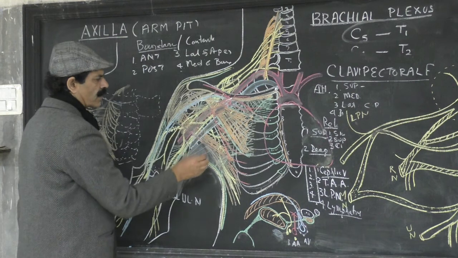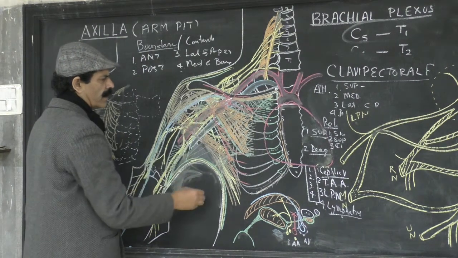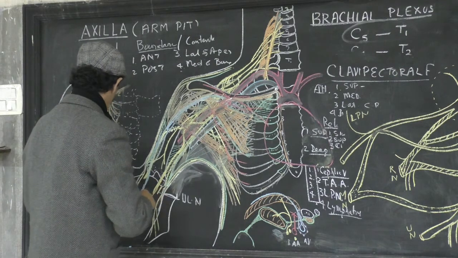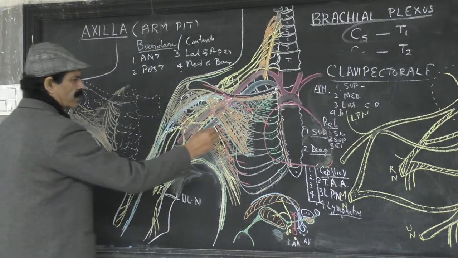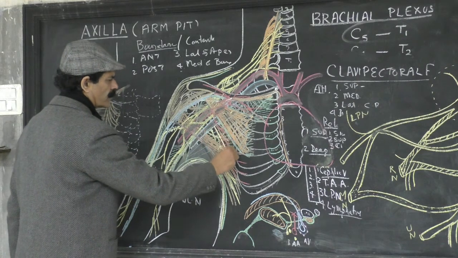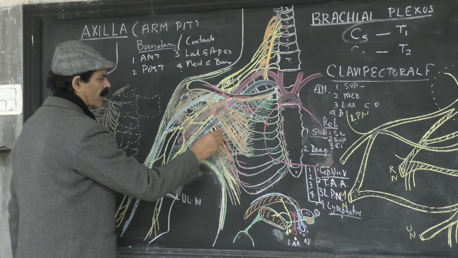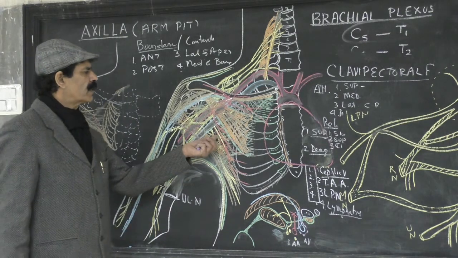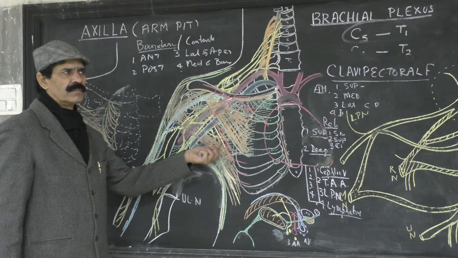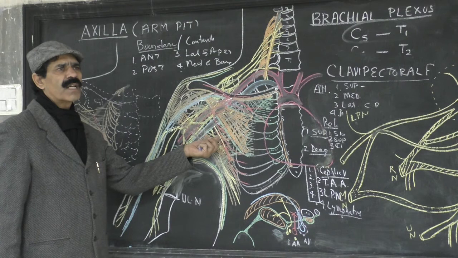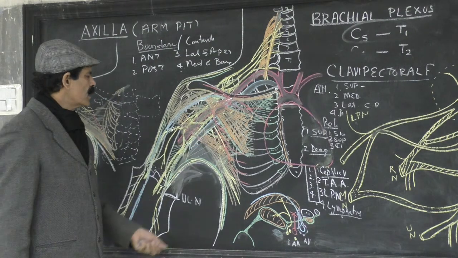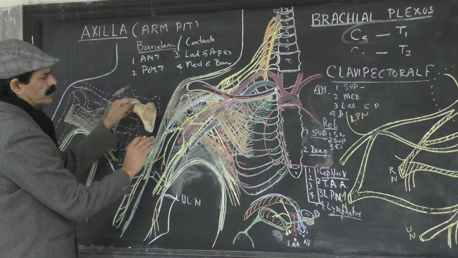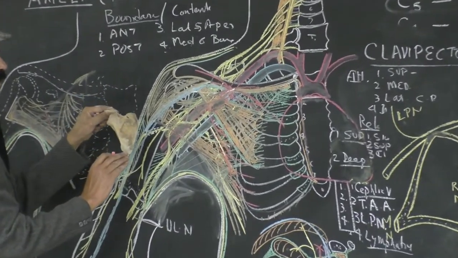The names of these branches you have to remember. One is called the subscapular artery. As the name suggests, it runs over the lateral border of the scapula. So this is the lateral border of the scapula. This artery runs over the lateral part of the scapula and supplies the subscapularis muscle. A large branch goes to the subscapularis muscle, between the origin of the teres minor and teres major. So this branch is called the subscapular branch. The subscapular artery runs on the lateral border of the scapula. That's why it is called the subscapular artery.